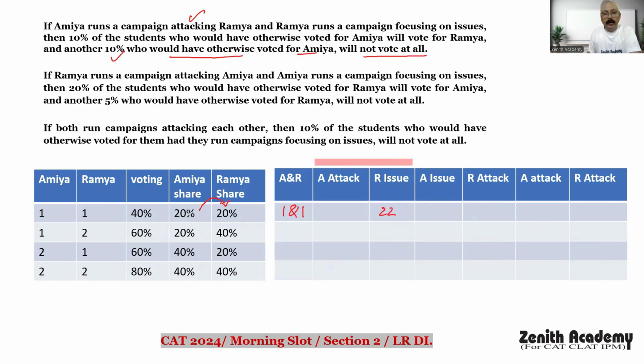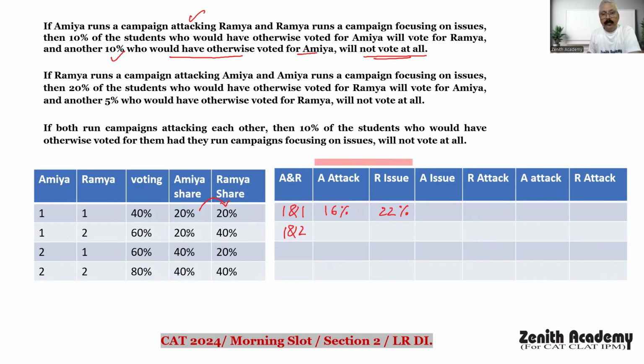20 का 10% 2 हो गया, तो 20 plus 2. And 10%, 2, do not vote. So the total loss of Amya is 2 plus 2, 4. So 20 minus 4, this is 16. And here it is 20%. Okay. In this scenario, when the Amya level is 1 and Ramya's is 2, then total voting is 60% and Amya's share is 20% and Ramya's 40.